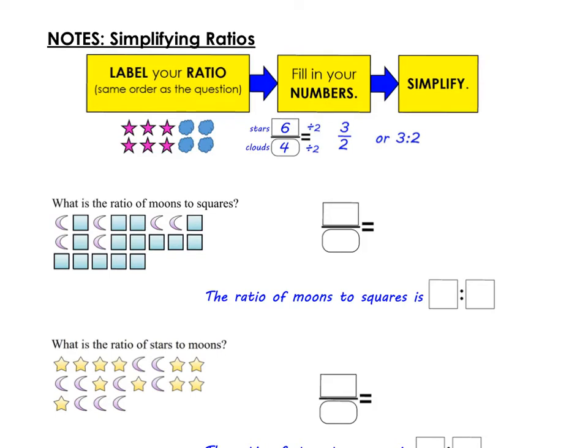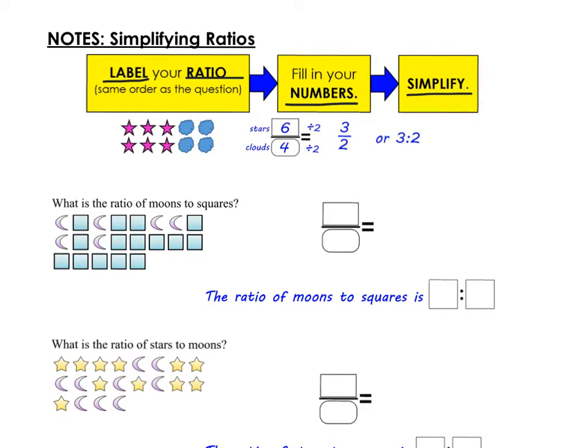All right, so today we're going to be simplifying ratios. So the first thing we're going to do is label your ratio the same order as the question. Then we're going to fill in the numbers, and then remember we're going to simplify if needed.